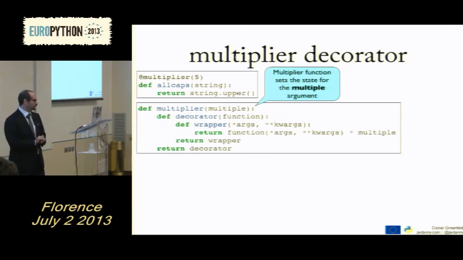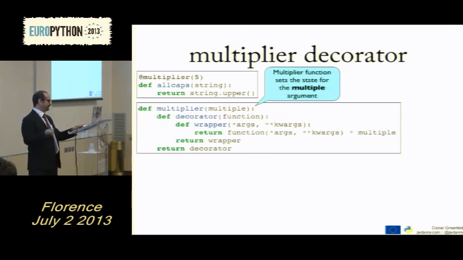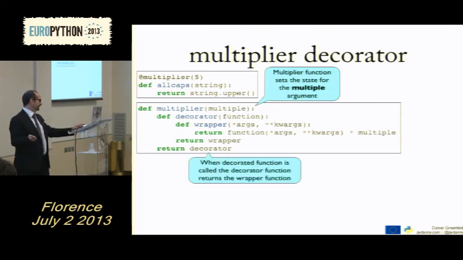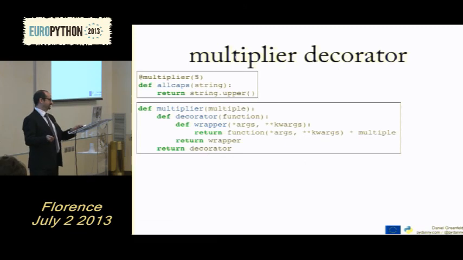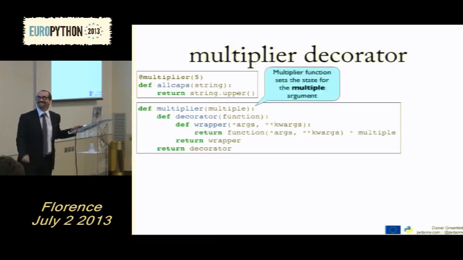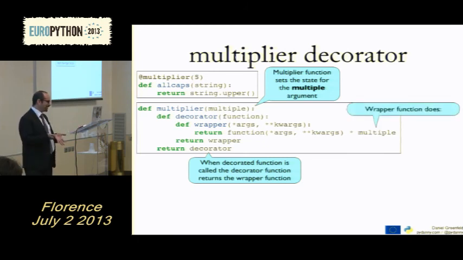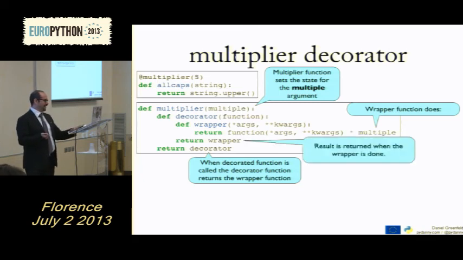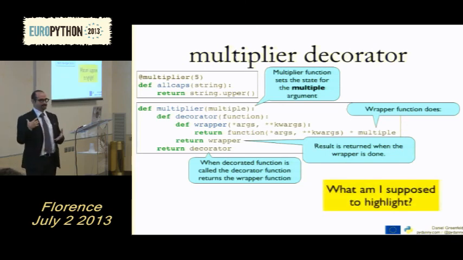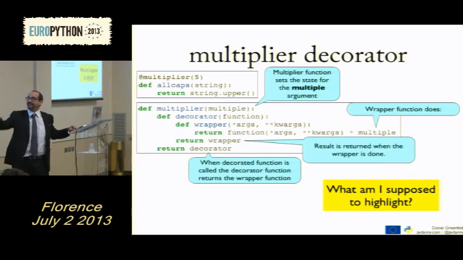So here I've got my multiplier function, or the multiplier decorator sets the state for the multiplier function. Here we go. I'm going to try and do this in one breath. Okay, let's go. Ready? I can't do it in one breath. So we've set the state, and then when the decorator function is called, the decorator function returns the wrapper function, and then the result is returned when the wrapper is done, and the wrapper function does the multiplication, and I have no idea what I'm supposed to feature there. And this is something trivially simple. Imagine if we had complex business logic attached.